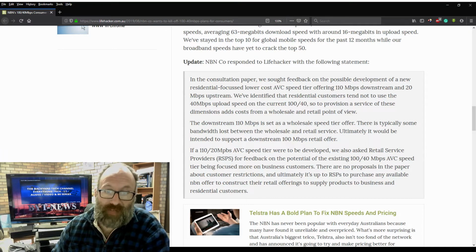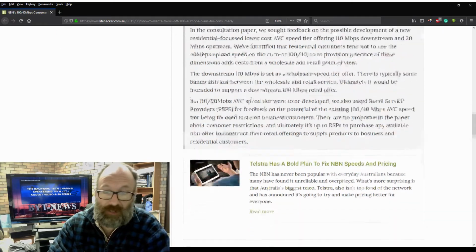If a 110 megabit AVC speed tier were to be developed, we would also ask retail service providers for feedback on the potential of the existing 140 megabit AVC speed tier being focused more on business customers. There are no proposals in the paper about customers' restrictions, and ultimately it's up to RSPs to purchase any available NBN offer to construct their retail offerings to supply products to businesses and residential customers."